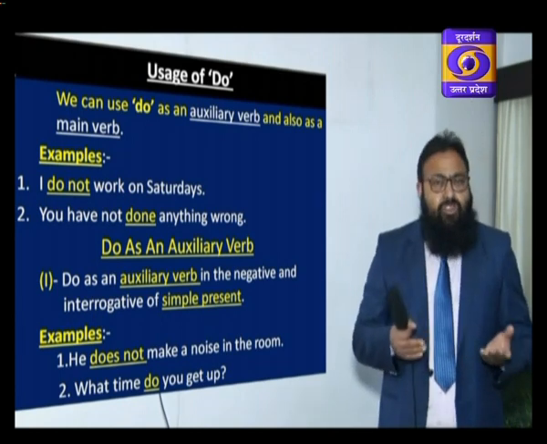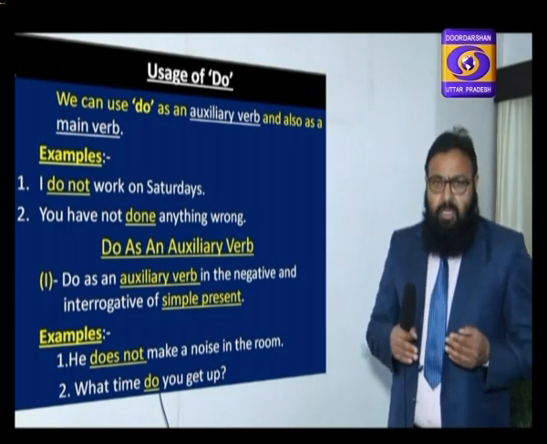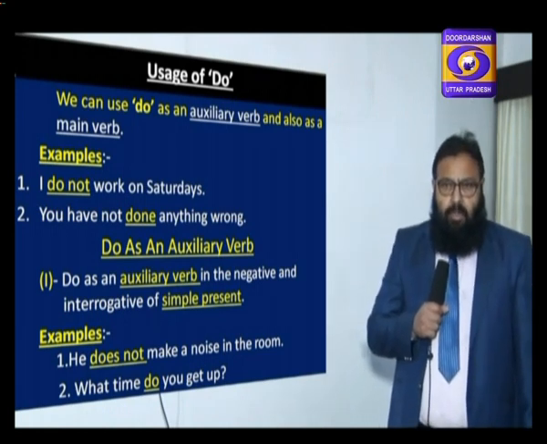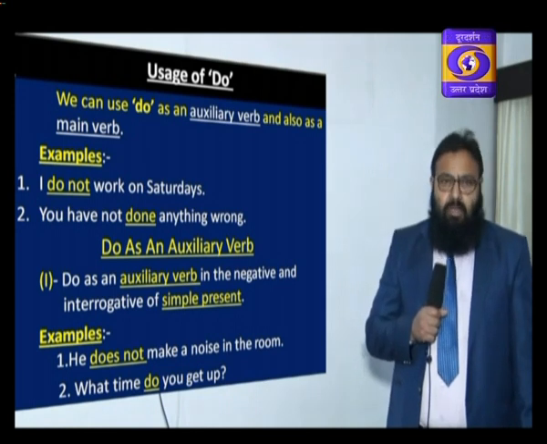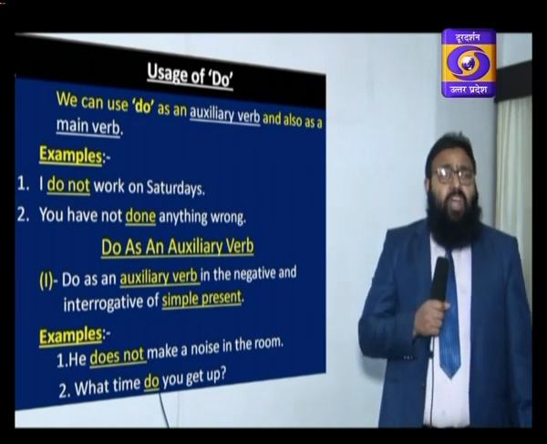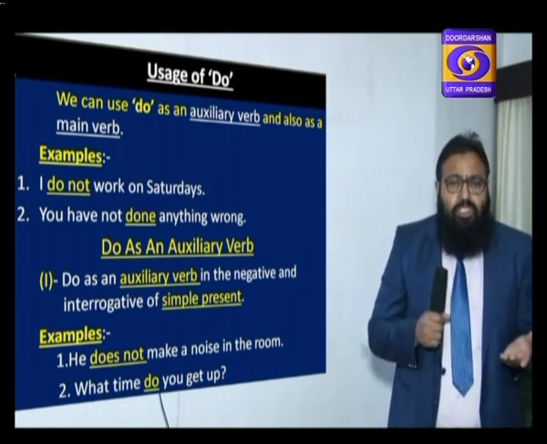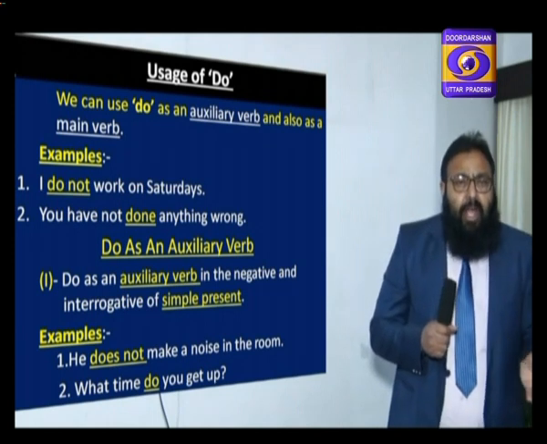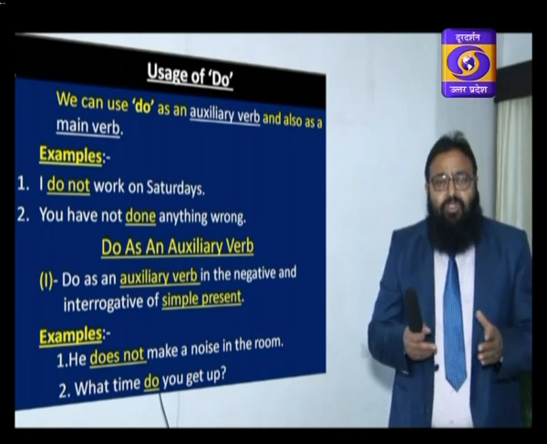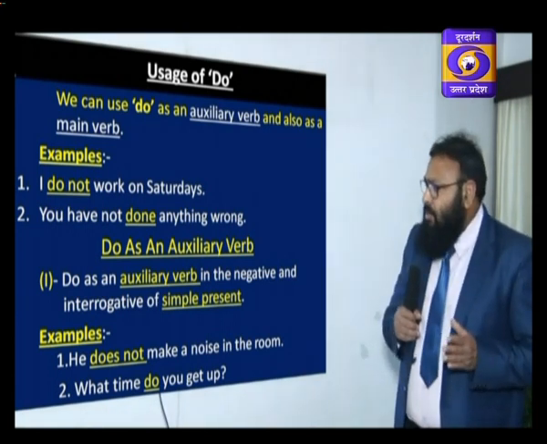So first, we shall talk about do as an auxiliary verb. Now, do as an auxiliary verb is used both in the negative and interrogative in simple present or present indefinite tense. Dear children, there are just two tenses, present indefinite or simple present, and past indefinite or past simple, where we do not have a helping verb or auxiliary verb in the affirmative sentences. But the moment it becomes negative or interrogative, the helping verb comes in. So the first use of do is in the simple present.